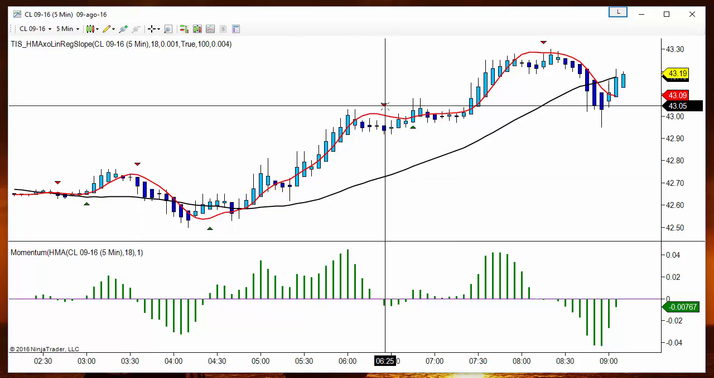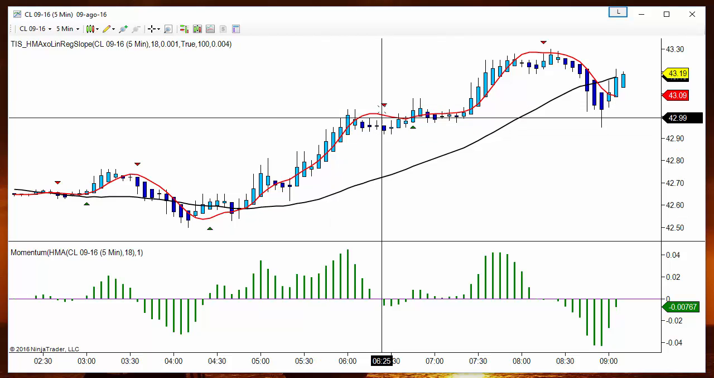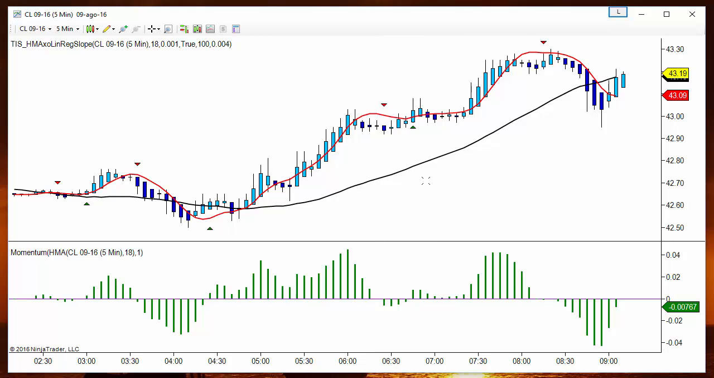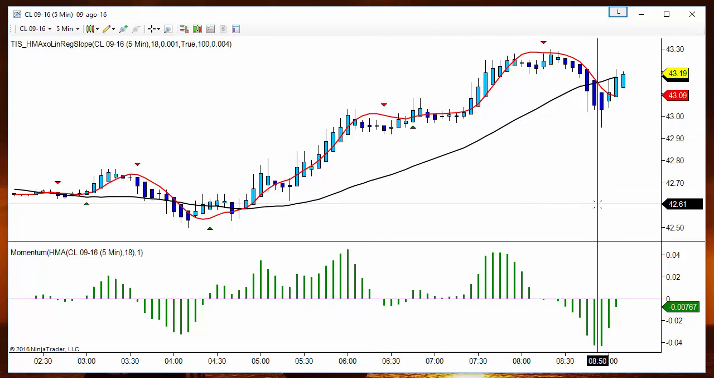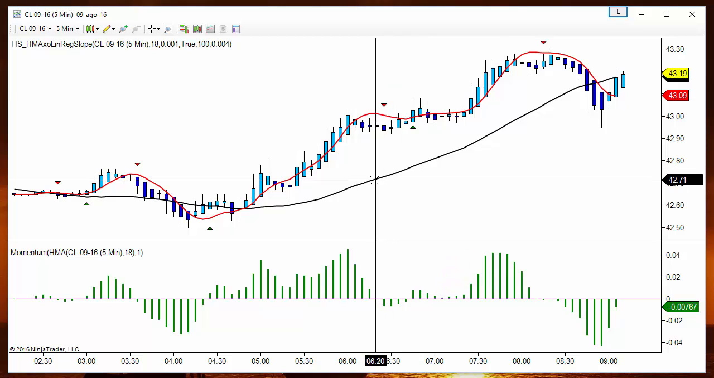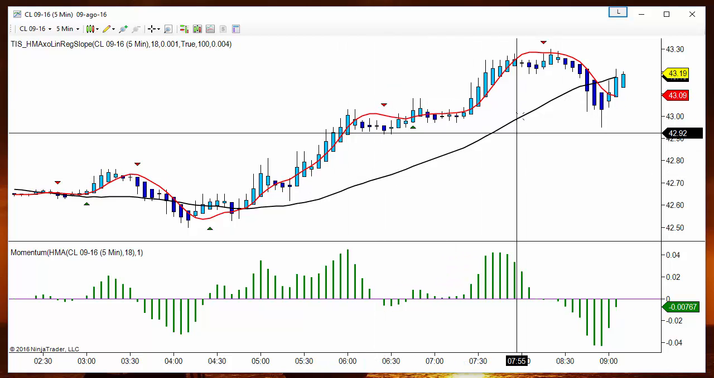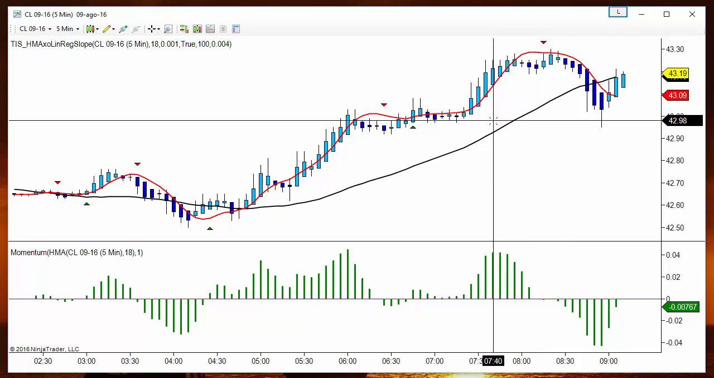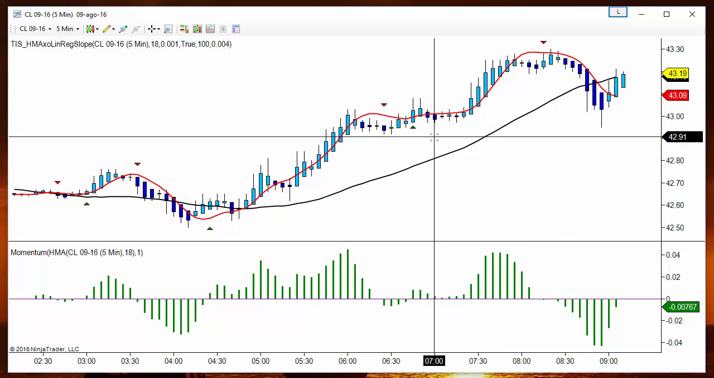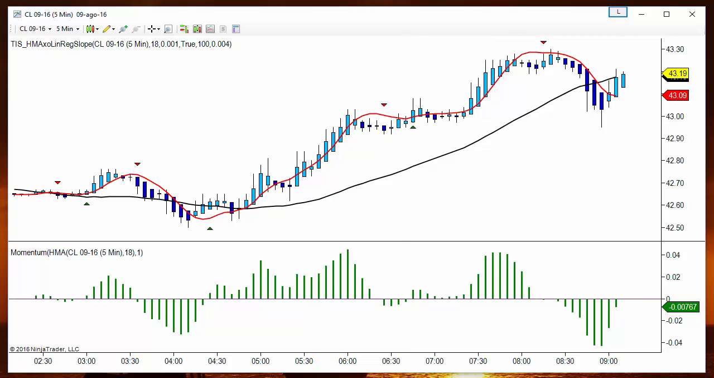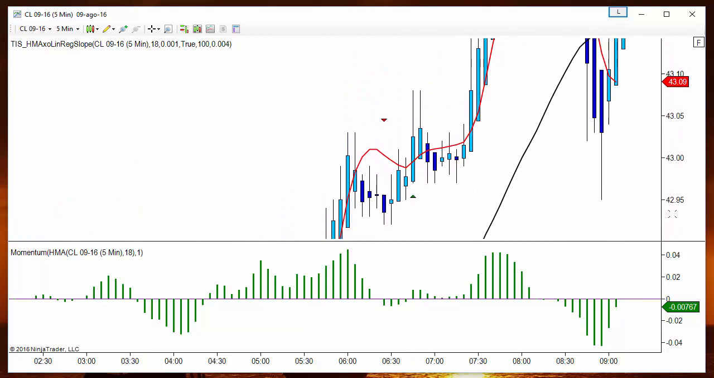So we saw how to get the signals. The signals are when the HMA, the red line, changes the trend direction, taking into account the threshold. Then we have the slope of the regression line. So we use the same procedure to calculate the slope, and if the slope is bigger than the threshold, we have an uptrend, so we filter only long signals. If it is below the negative threshold, then we are on a downtrend.